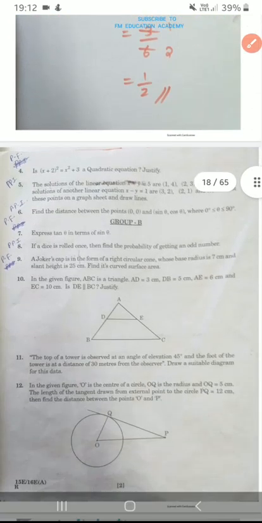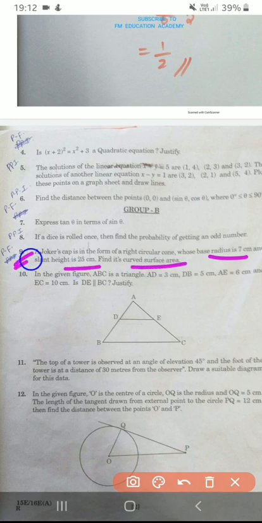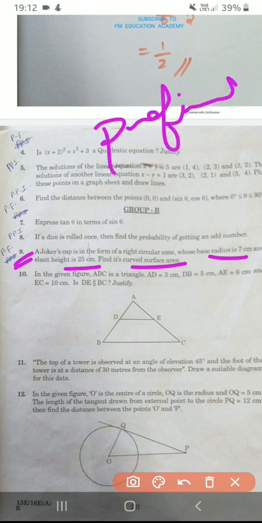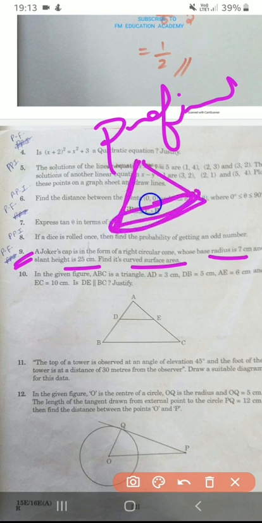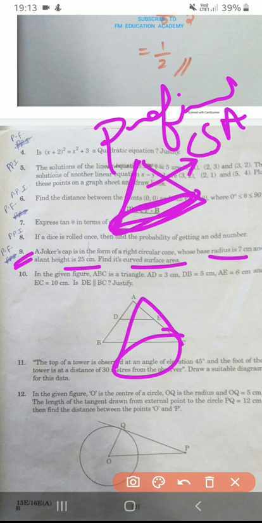9th question. A joker's cap is in the form of a right circular cone whose base radius is 7 cm and slant height is 25 cm. Find the curved surface area. Now in answer 9, a similar type of question came in the pre-finals practice paper. In pre-finals, instead of joker's cap, it said canvas. And canvas we know is a cloth which is used to make a tent. So there also we use the same formula of curved surface area of a cone. Here also, a joker's cap will be in the form of a cone only.